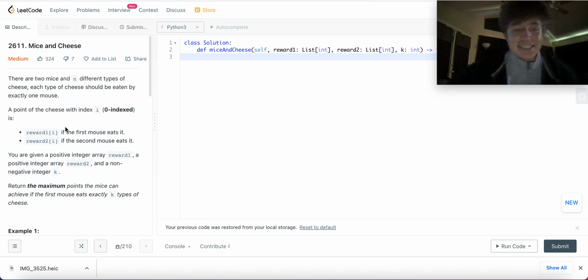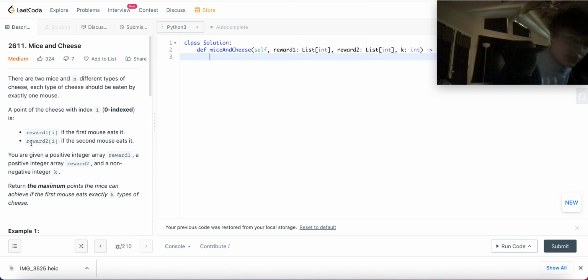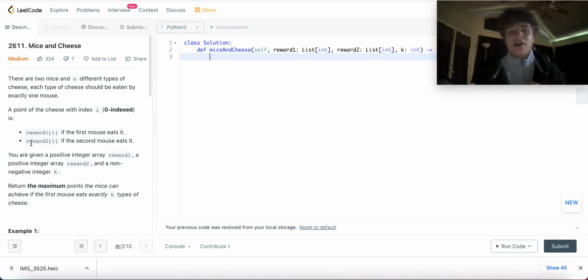So reward one of I is the satisfaction that the first mouse gets if he eats the cheese, versus reward two of I is the satisfaction if the second mouse eats the cheese. It makes sense, depending on the problem, that if the first mouse really likes the cheese and the second mouse doesn't really like the cheese, then maybe it makes more sense to give that cheese to the first mouse if you're trying to satisfy the mice. If you don't care about the mice, maybe you would do vice versa.